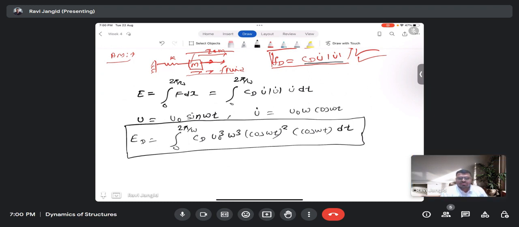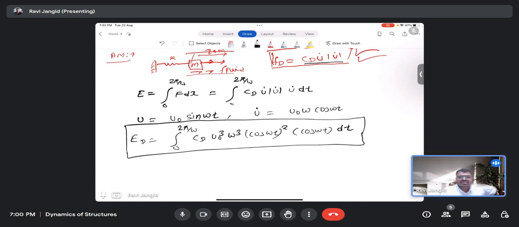Here, how can we assume cos omega t when we are assuming u equal to u naught sine omega t? It is not mentioned in the problem. How can we assume sine? We are considering a harmonic function.